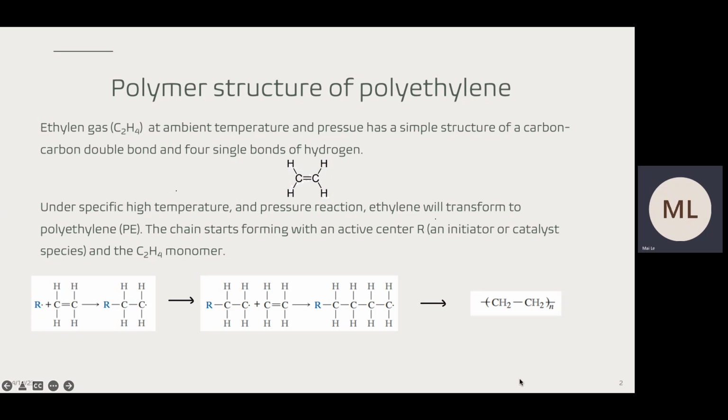During the polymerization process, the active center R, which can be a catalyst such as a transition metal complex, reacts with a C2H4 molecule to form an intermediate species. This intermediate species can then react with another C2H4 molecule to form a longer chain, and the process continues until a large polymer chain has been formed.